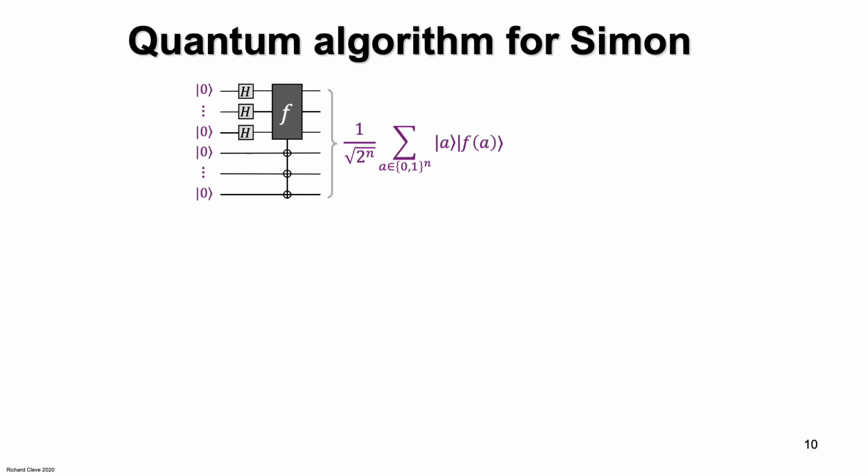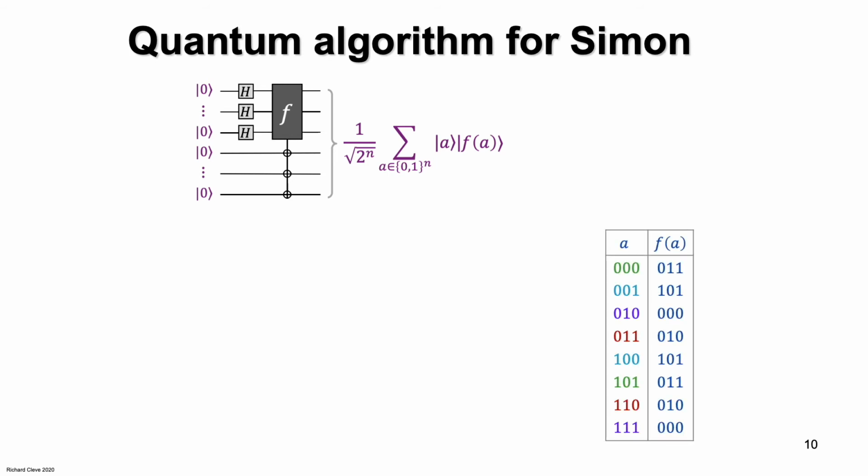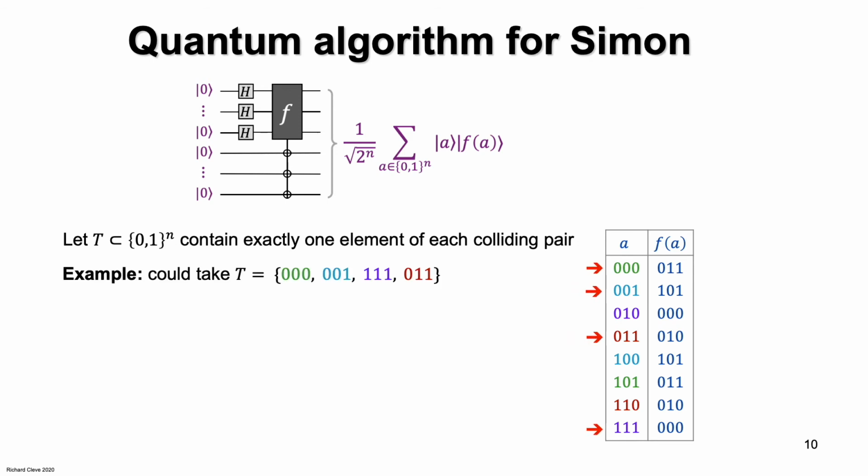The inputs to the function partition into colliding pairs, where we can look at our example for reference. Let's define a set T so as to consist of one element from each colliding pair. So, in the example, we take one of the two green points, one of the two turquoise points, one of the two purple points, and one of the two red points. Which one we choose won't matter. The point is that there exists such a set T.